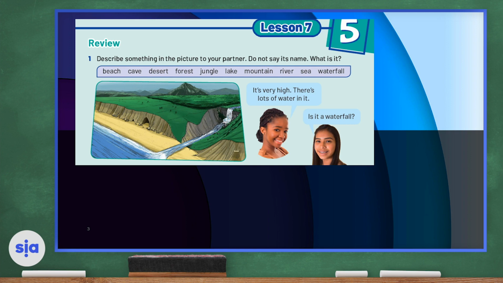So now you need to think of something to describe in the picture. It could be a lake or a river, but you have to make up your mind on what you're describing and then start. So we can say, it is extremely green. It has lots and lots of very high trees, and sometimes it has monkeys and parrots and lots of exotic birds. What am I describing? Okay, so it's your turn to guess. So you can either say forest or jungle.